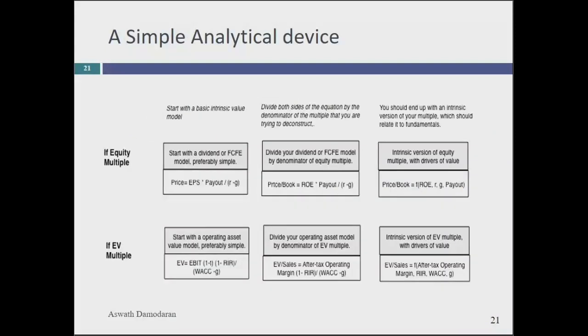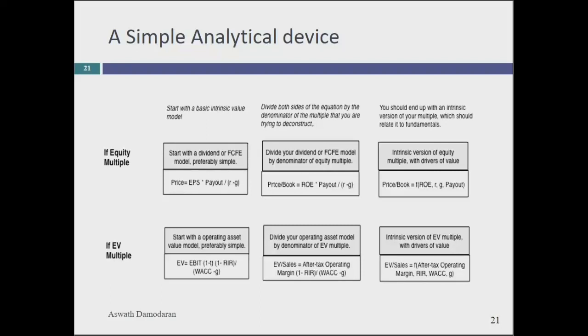Let's take each of those questions. To answer the first question, here's what I try to do. I go back to the simplest discounted cash flow model that I can think of. So if you give me an equity multiple, let's say price to book, for me to explain to you what drives the price to book, I'm going to go back to the simplest equity valuation model I can think of, a stable growth dividend discount model. It's called the Gordon growth model.